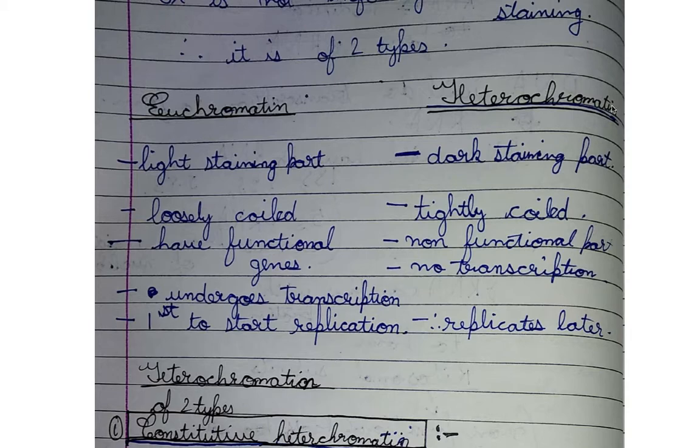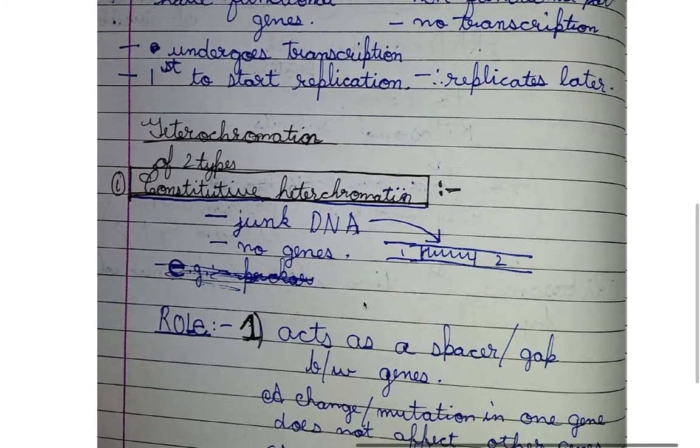Since heterochromatin is tightly coiled, it means that it won't be frequently used. It's tightly packed, and the euchromatin is loosely coiled, so it is very regularly being used. These are functional genes, but these are not functional genes. Now no transcription occurs, therefore it replicates later. Here, this is the first one to start replication. Now heterochromatin is again of two types.